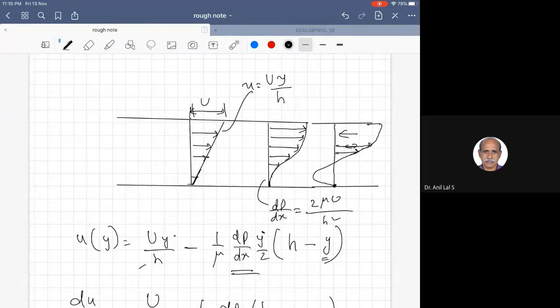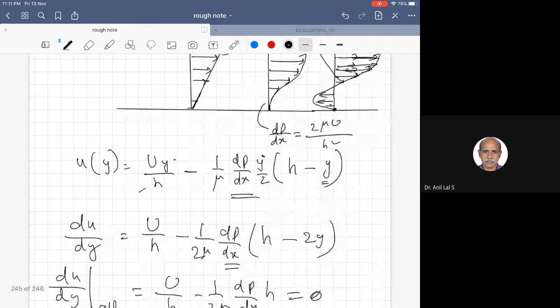Here it will be positive because the wall is moving in this direction. Whereas you will have a reverse flow in the bottom region because of the pressure gradient. This is for dp by dx, the adverse pressure gradient, greater than 2 mu u by h squared. So this is called an adverse pressure gradient.